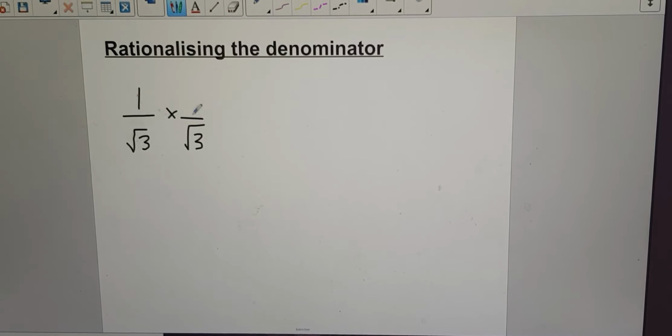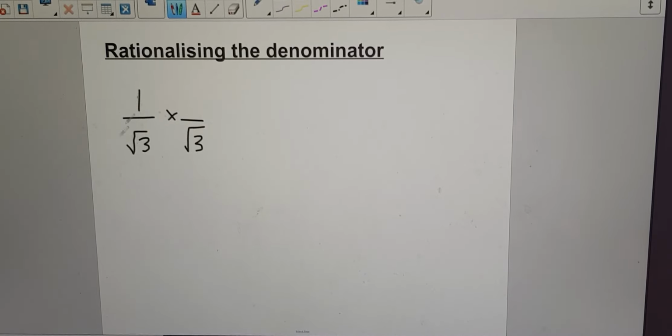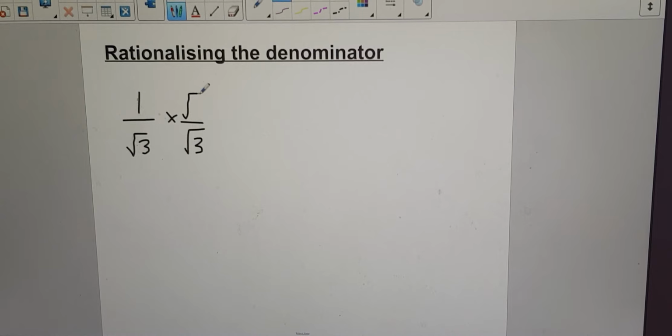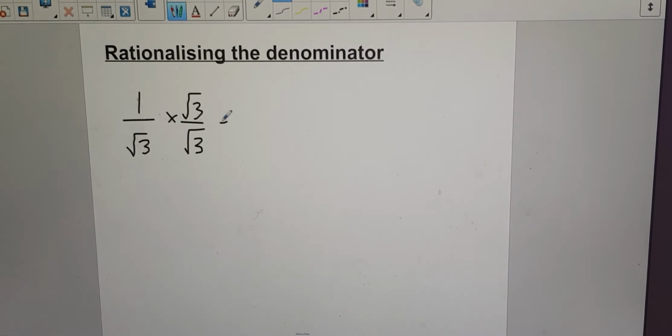If I put this into my calculator, the thing that I'm going to come up with in a second will be equivalent to 1 over the square root of 3. Well, if I multiply by square root 3 over square root 3, that's the same as multiplying it by 1. So anything multiplied by 1, if I think about it, will result in the same number. I'm not changing the structure of the number, I'm just expressing it a different way.